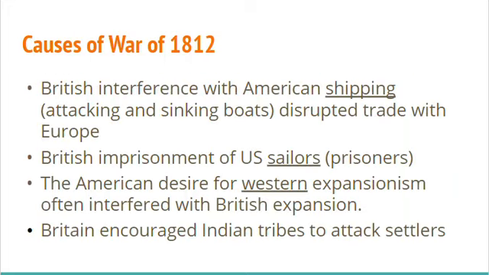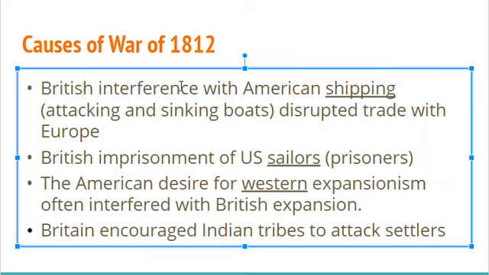Some of the causes were British interference with American shipping. They were attacking and sinking boats, and this disrupted trade with Europe. So it was hard for the United States to trade because Britain kept interfering. There was also the British imprisonment of U.S. sailors. The British would take over U.S. boats, and they would take some of the sailors as prisoners and make them work.